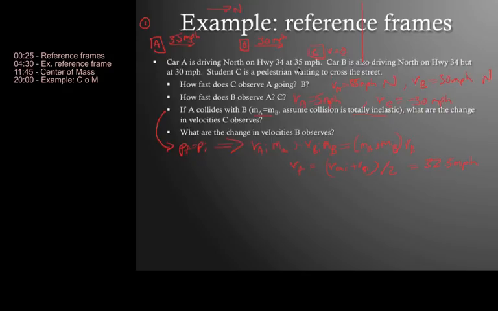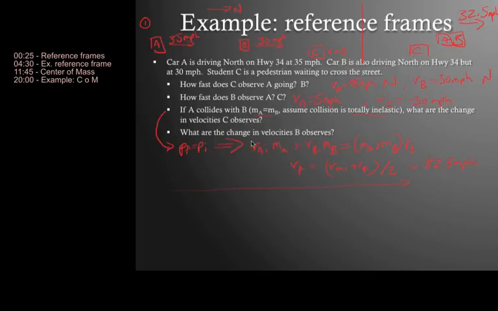This is pretty much what you would expect. It's just going to average what's going on, since the masses are the same, and that makes the momentum conserved. So car C observes the wreck, right? Here's C, minding their own business, and A and B have an accident, and they go sliding away at 32.5 miles per hour.